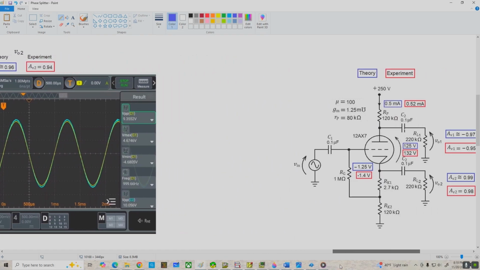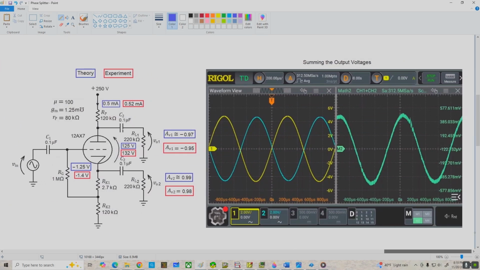And something else I did just for fun was connected channel 1 to VO1 and channel 2 to VO2, and I summed together the two waveforms to produce this sum over here in green. And if these were exactly the same amplitude and 180 degrees out of phase, this would be a flat line. We get nothing out. But you can see we do have some residual signal due to the difference in the gain of the two halves of the circuit. And also there's some high frequency noise we can see over here.